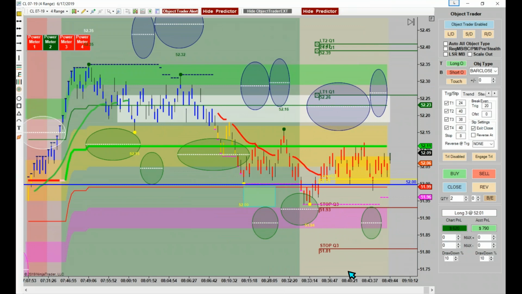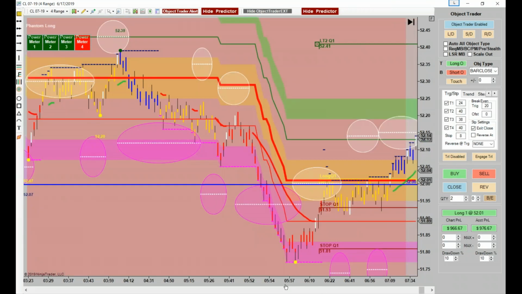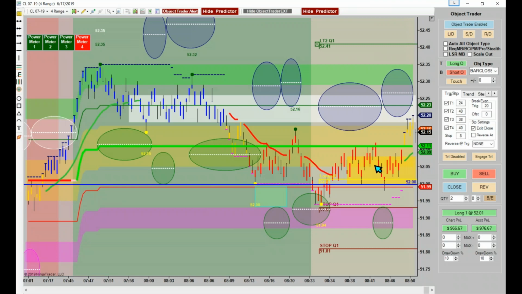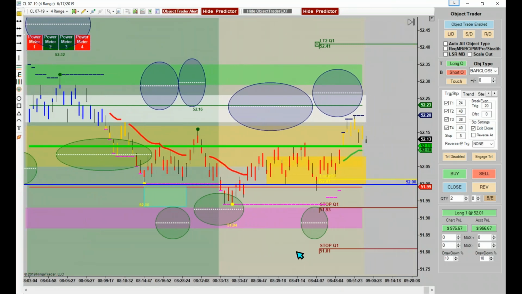Okay. Now, what if you're not a phantom trader and you're more of a mid-band type trader? Okay. Let me show you how to take a trade. Let's go ahead and take some coin. The way to do that one is watch for your predictor or watch for mid-band.